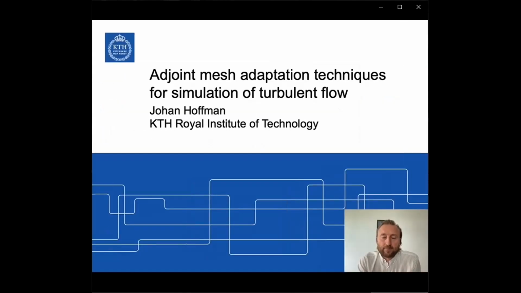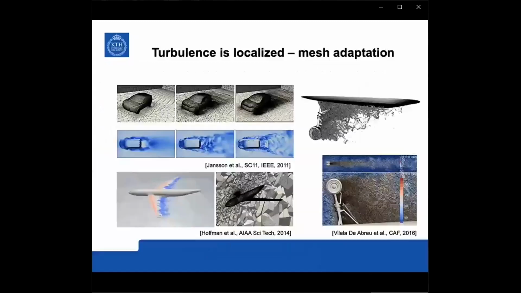Hello everyone, my name is Johan Hoffman and this presentation is on adjoint mesh adaptation techniques for simulation of turbulent flow. Turbulence is a highly localized phenomenon, which therefore opens for efficient mesh adaptation techniques. Here are 3 examples: flow past a car with an attached turbulent wake, flow past a landing gear with turbulent separation, and flow past the high lift configuration of an airplane.